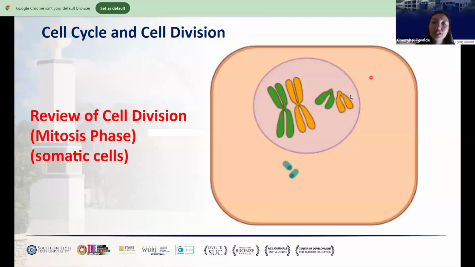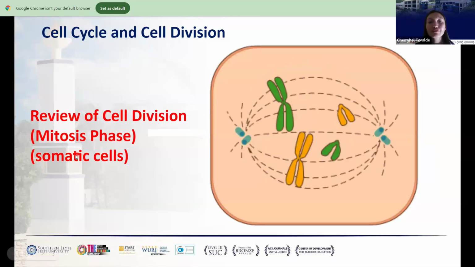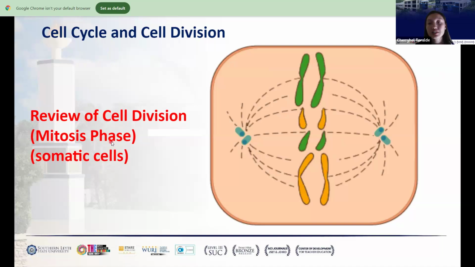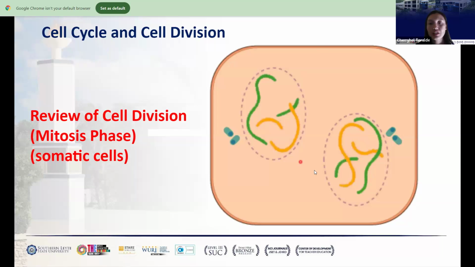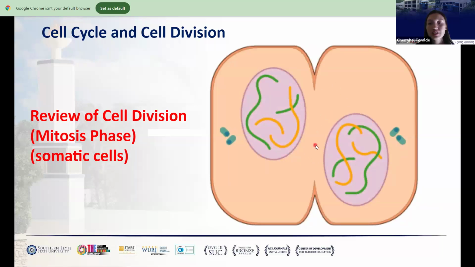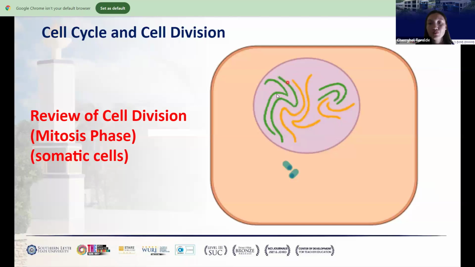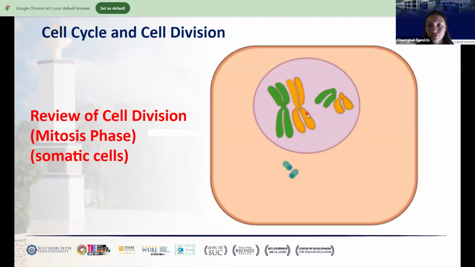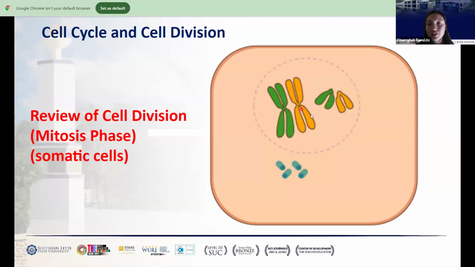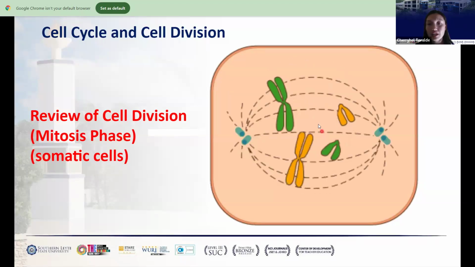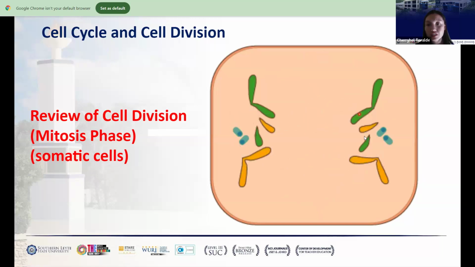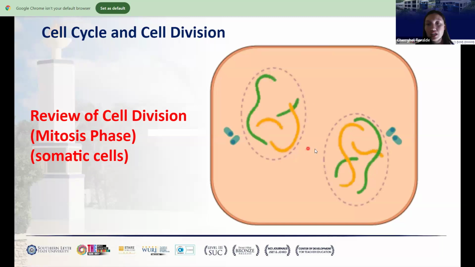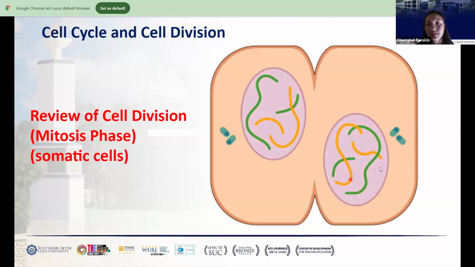Yan. This is a simple GIF of mitosis. Yan, two new cells are formed. So interphase, prophase, and then when it reaches the metaphase plate, metaphase, anaphase, telophase, and then cytokinesis.